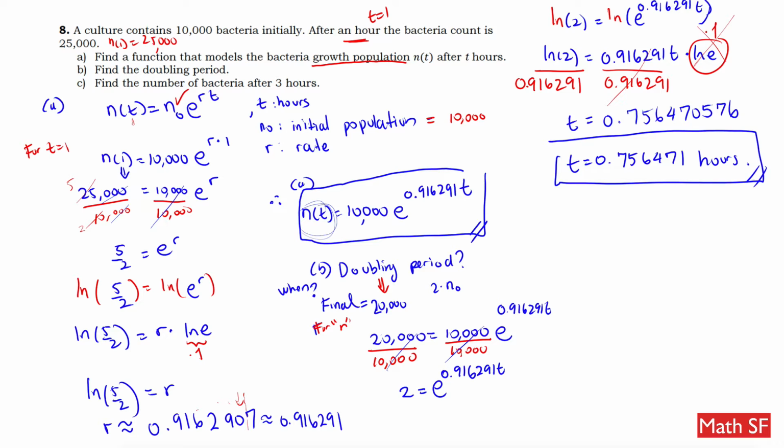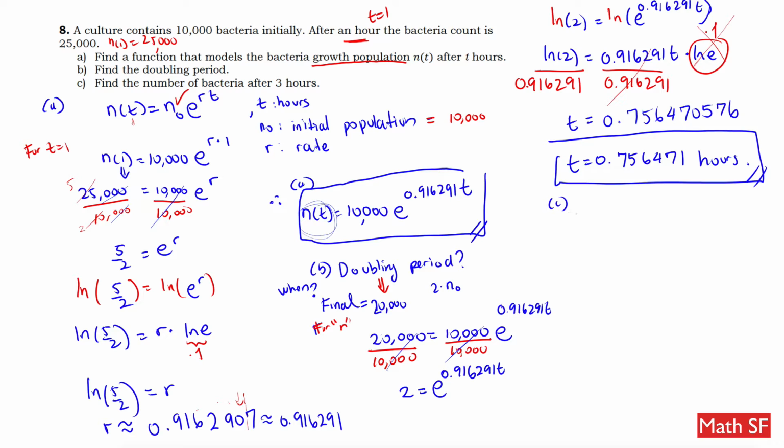So 0.75 is about 3/4 of an hour, right? 3/4 of an hour is about 45 minutes. Around 45 minutes will be when the bacteria will be 20,000. Now let's do the last part here.